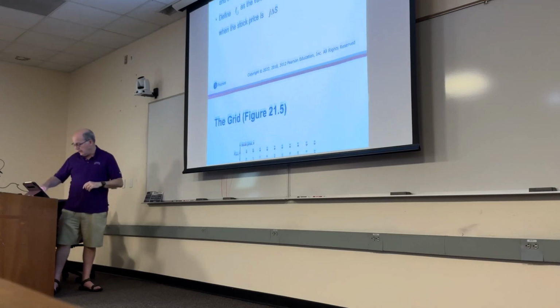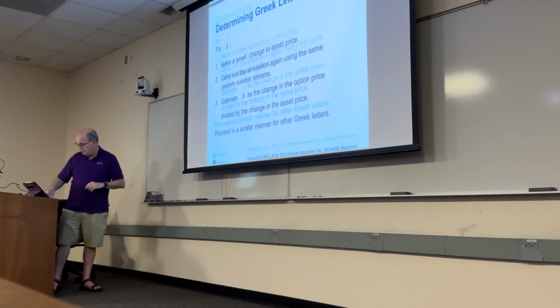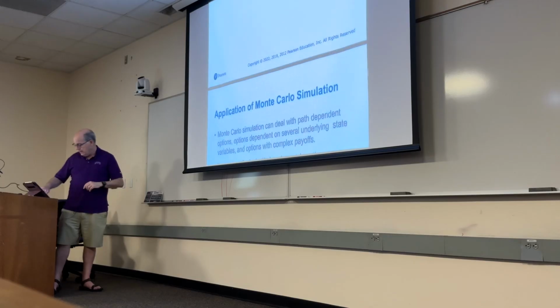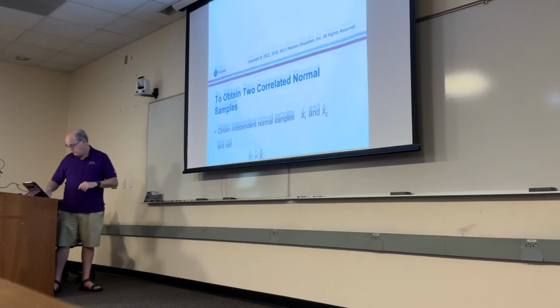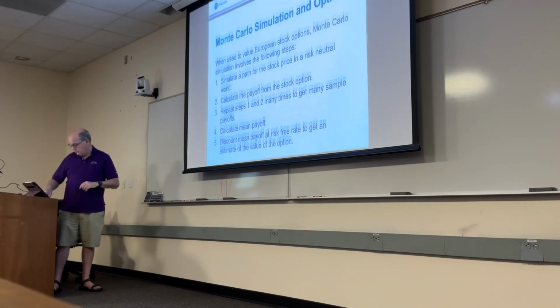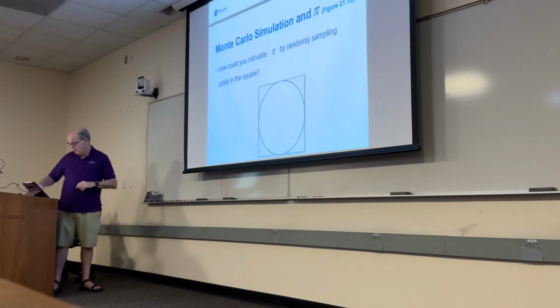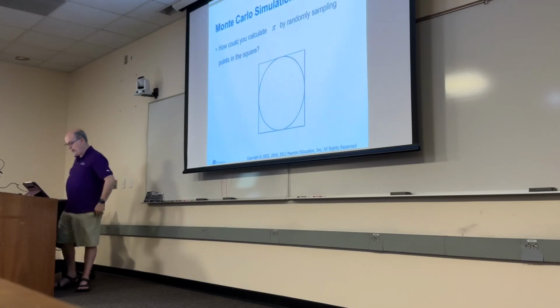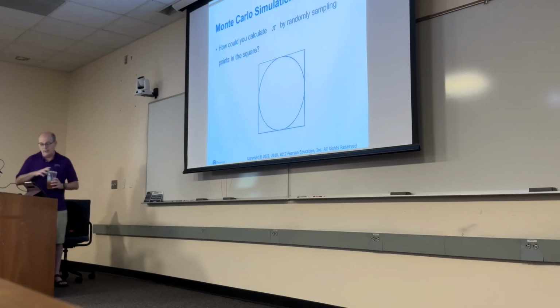Okay, finally, the last numerical method we'll talk about now, and spend more time on after the break, is what's called Monte Carlo simulation. So a kind of interesting problem is how could you calculate pi by randomly sampling points in the square?